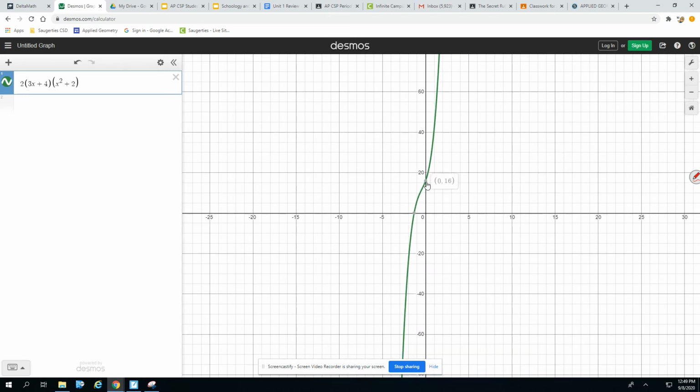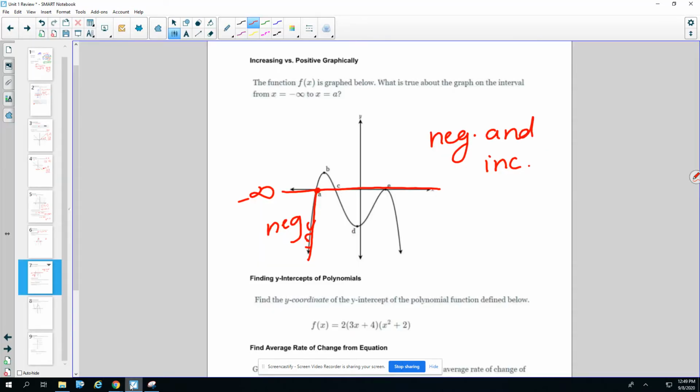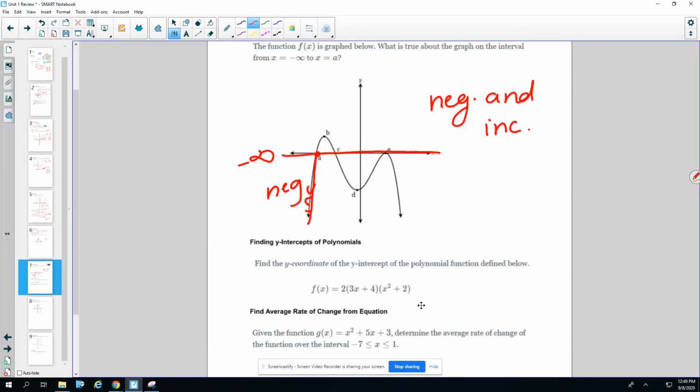So we are looking for that y-intercept. I hover and I see that it is at 16. And anything that you find on the graph, you can find algebraically. It's just this unit we're really focusing on the graphs, how to read the graphs, so we're not covering those algebraic methods. Now we're on to average rate of change.